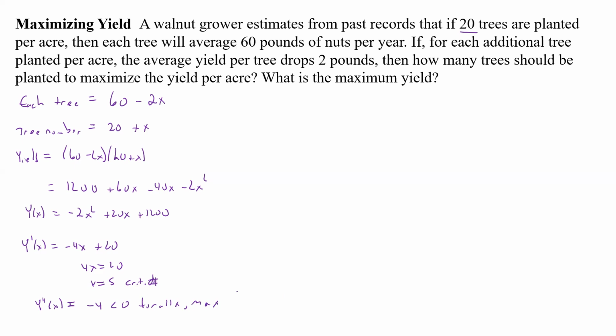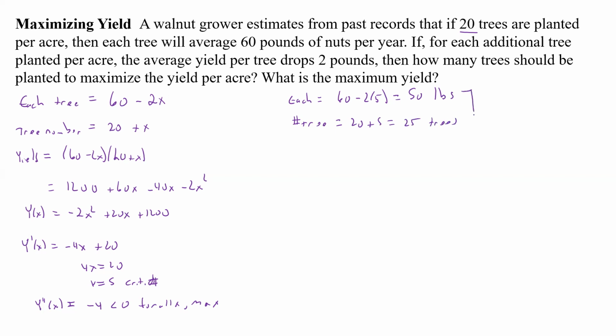All right, so now what do we have? Now we need to figure out how many of each thing there is. So we're saying that x is 5. So then the number of trees, or pounds per tree, I should say. So each tree is going to do how much? 60 minus 2 times 5. So 60 minus 10 is going to give us 50 pounds of nuts. Now the number of trees is going to be what? Well, it's going to be 20 plus 5, so it's going to be 25 trees.